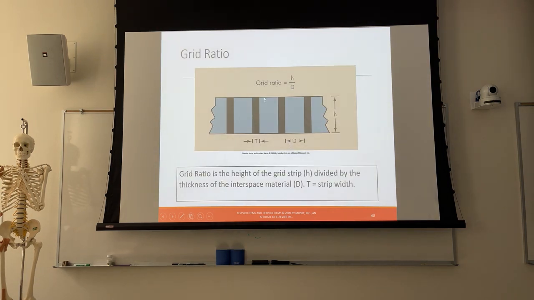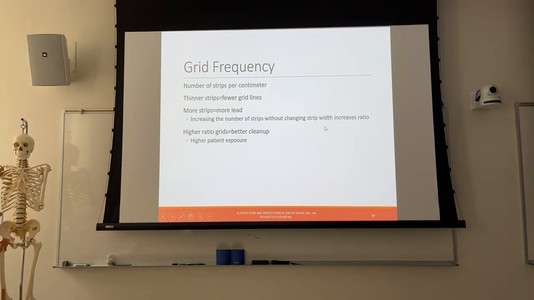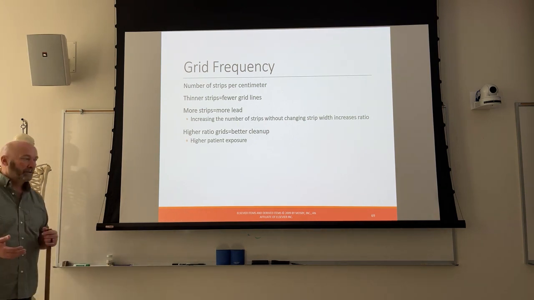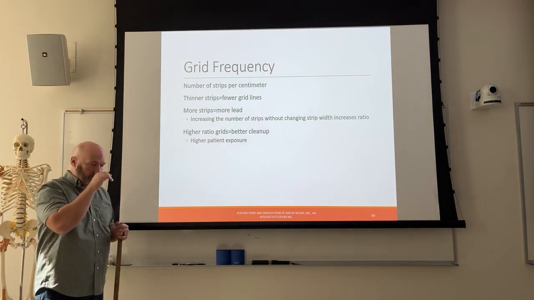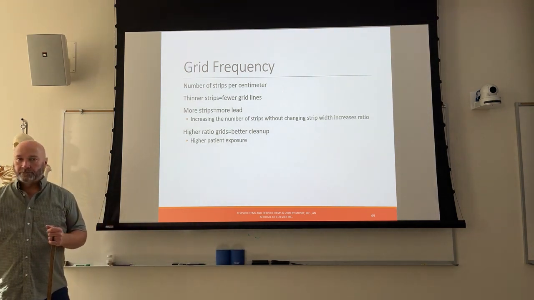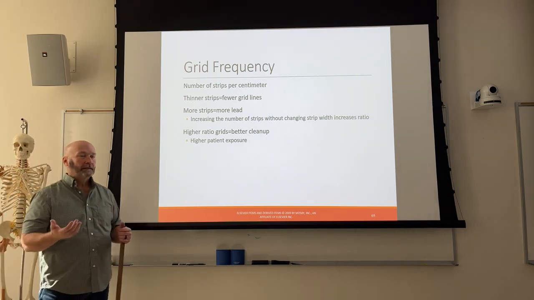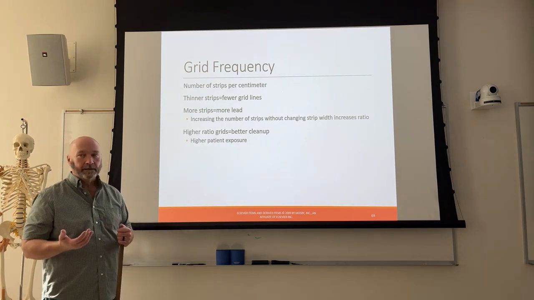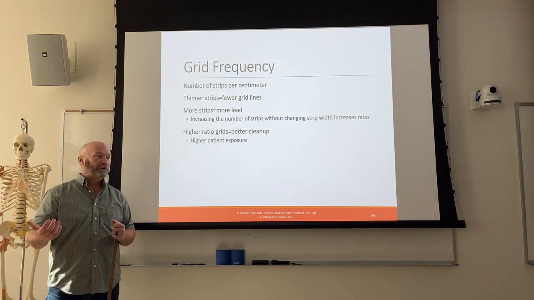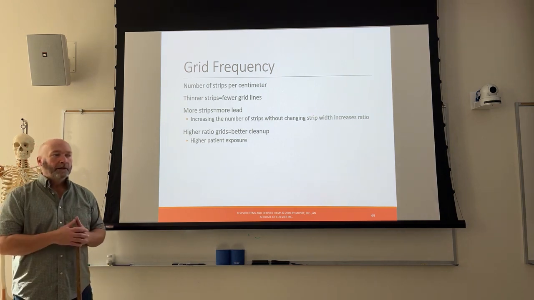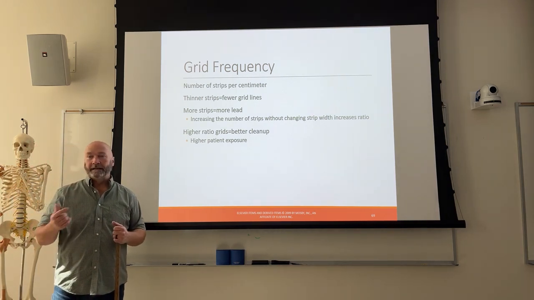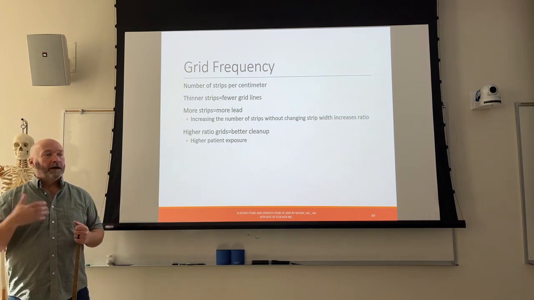All right, so height of the strip, thickness of the interspace material. The lead strips are the dark parts, and then you've got the interspace material in between. Grid frequency is just that: how many grid strips you're going to have in a given distance. So if you have 120 grid lines per millimeter, per centimeter, whatever measurement, per inch, that's going to have a higher frequency than 80. Okay, so the higher the number, the higher the frequency.